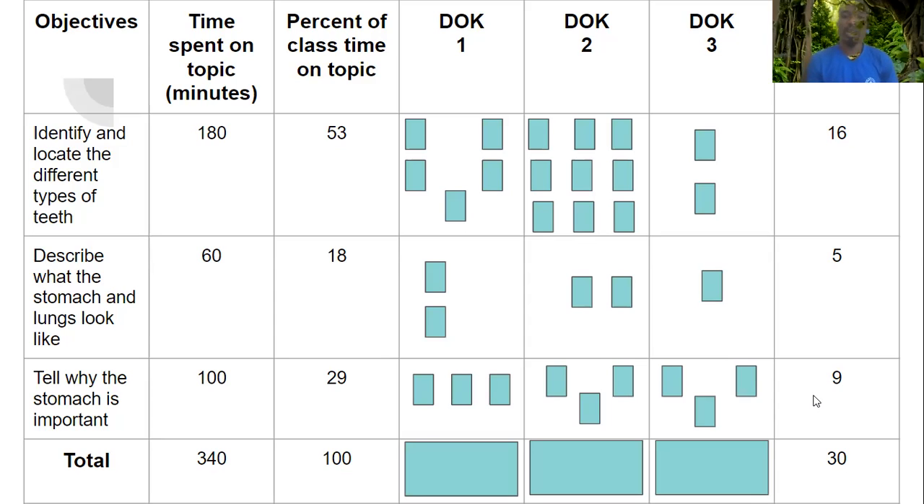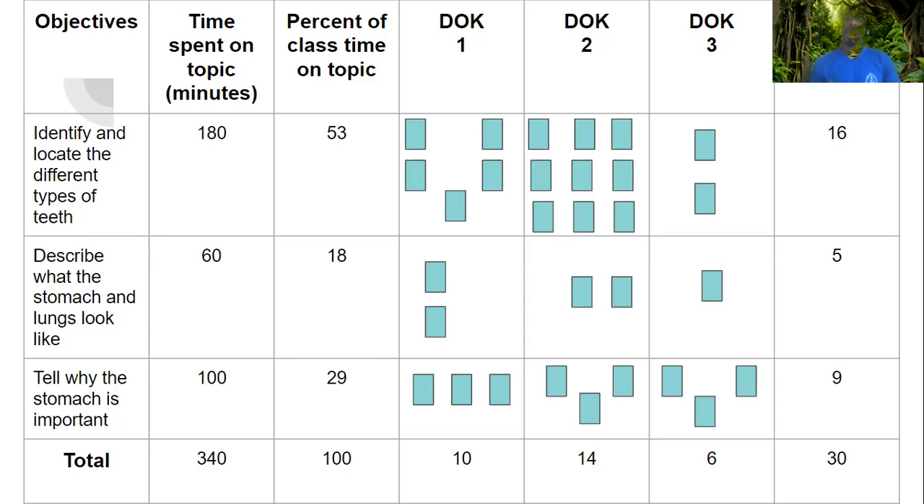So next thing we are going to need to do, we're going to calculate based on the column. So we are going to go with DOK level 1 first. Level 1, we have 10. Level 2, we have 14. And level 3, we have 6. When we add those numbers, 10, 14, and 6, we must get 30. If we're not getting 30, it simply means that we would have done something wrong.